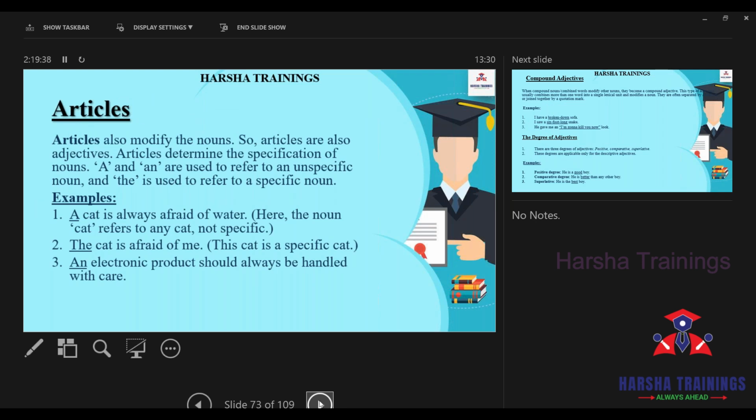Articles, I guess you know what articles are? A and the. An is used for words which start with vowels: A, E, I, O, U. A is used for consonants. Other than the five vowels, all the other 21 letters of the alphabet are called consonants. We use A for them. Where is "the" used? The is used when we are referring to a specific noun, the cat, the building. I'm talking about only that particular building, so I say the building. When I am specifically talking about a particular noun, we use "the" in those cases. Okay.